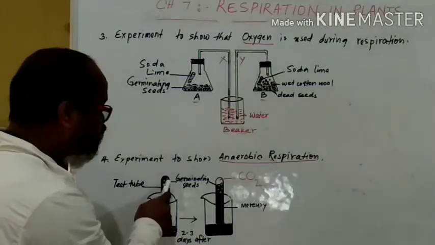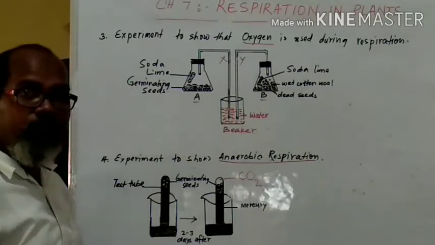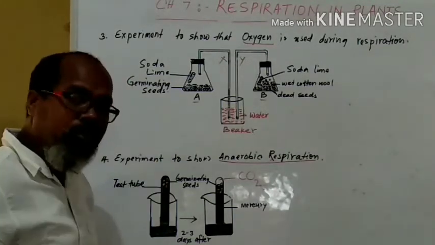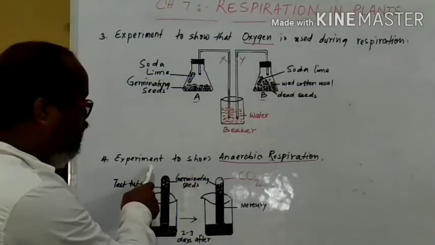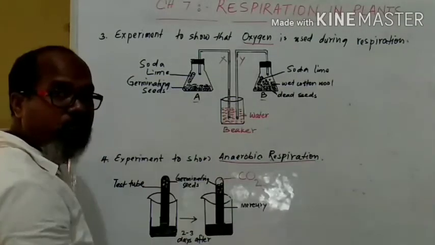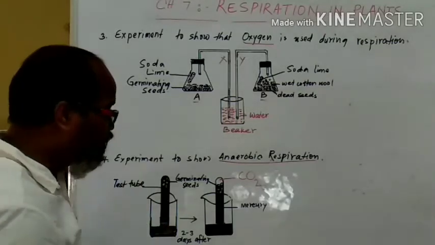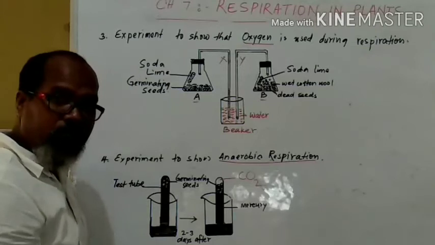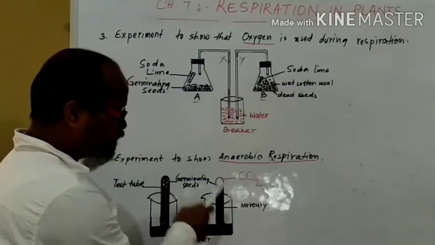Make sure that there is no space remaining. If the space is remaining, air is there. When the space is not there, air is not there. We are showing what? Anaerobic respiration. Respiration in the absence of oxygen. Now after 2 to 3 days, when we leave this experiment for 2 to 3 days, what is the condition?